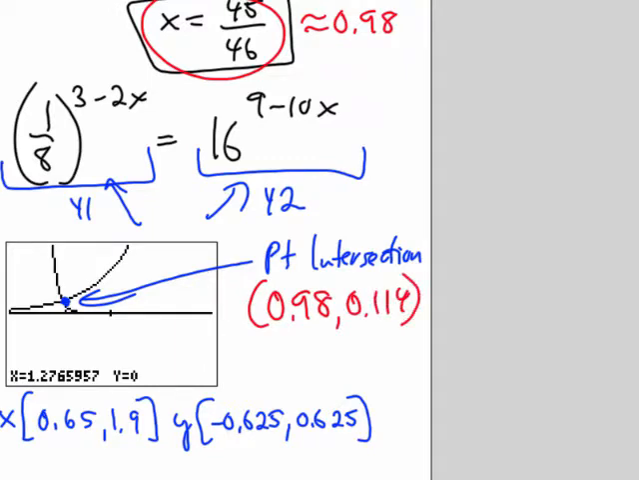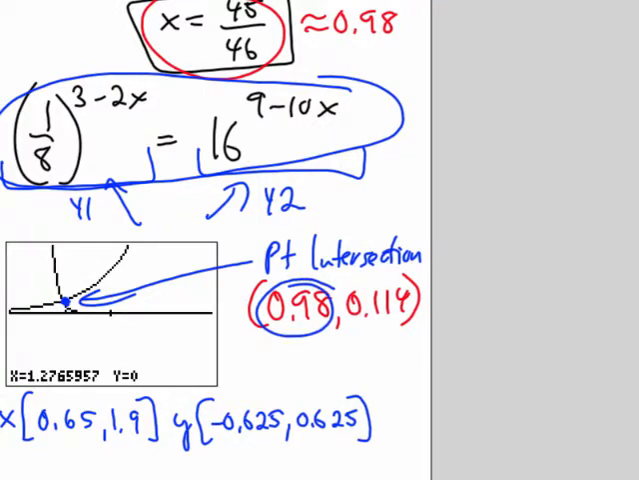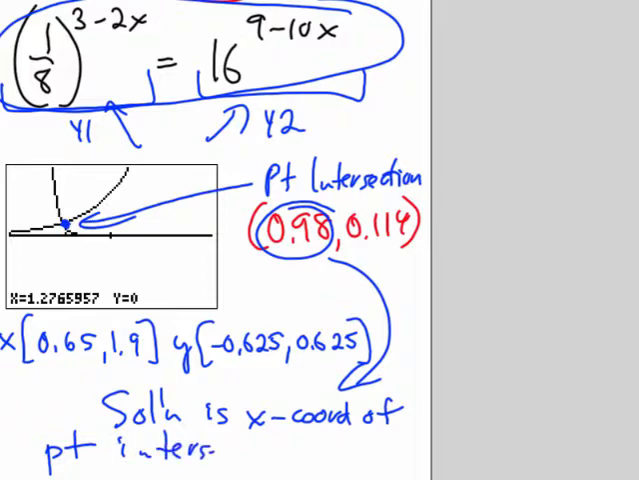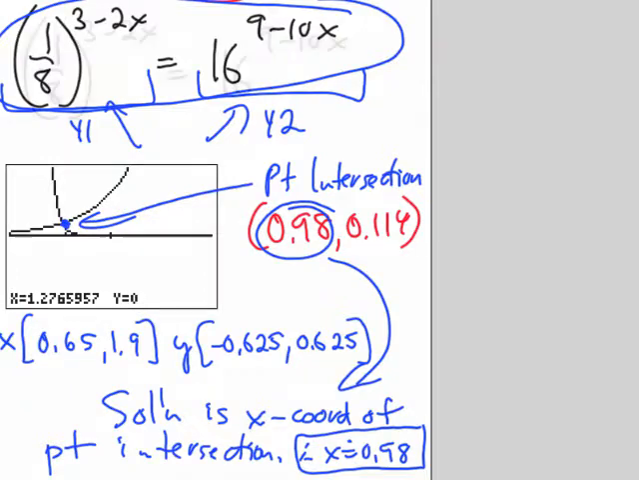Now remember, to solve the equation, our original equation only had x's in it, it didn't have y's. We introduced the y's in order to get a graph. So our solution is simply the x-coordinate of the point of intersection. And so we can say that solution is the x-coordinate of the point of intersection. Therefore, x is 0.98. Approximately, that's the disadvantage of the calculator, is that you won't get an exact value. You get a decimal approximation in this case.